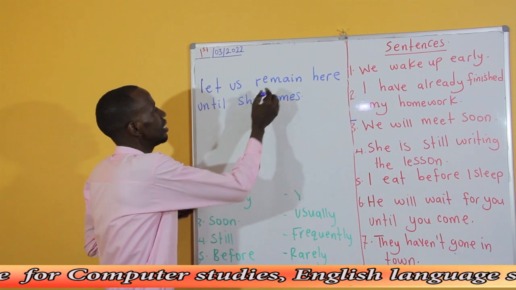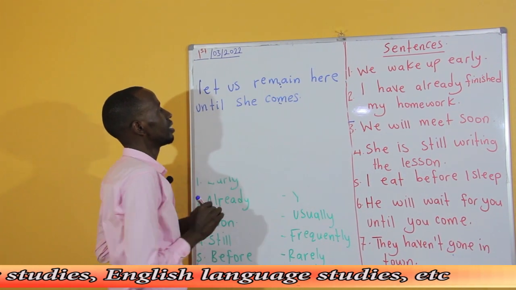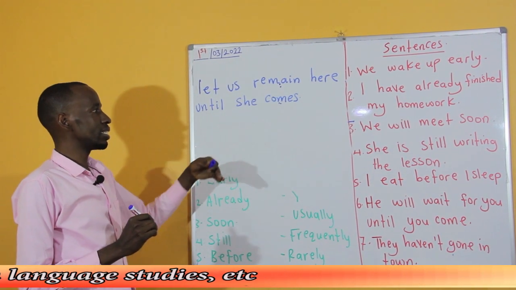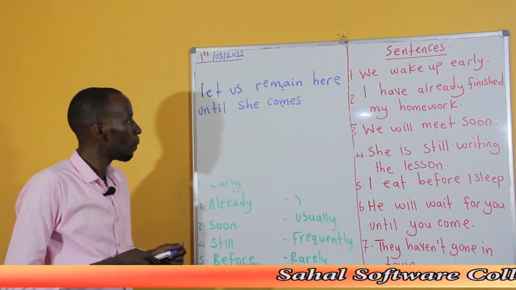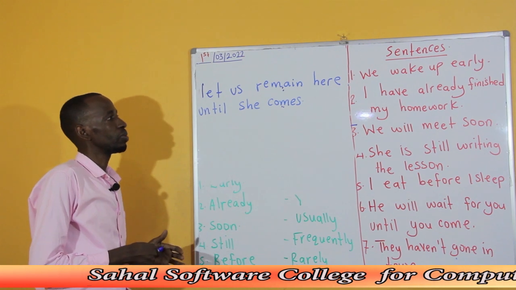So it means this is connected to this. Let us remain here until she comes. When she comes, it means the next step is to go. That one is what you call until.